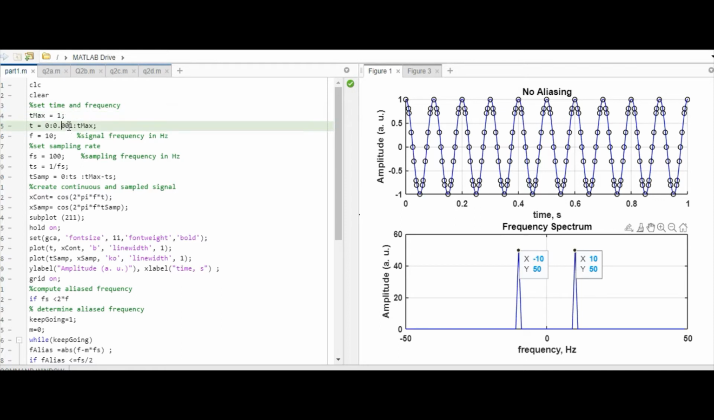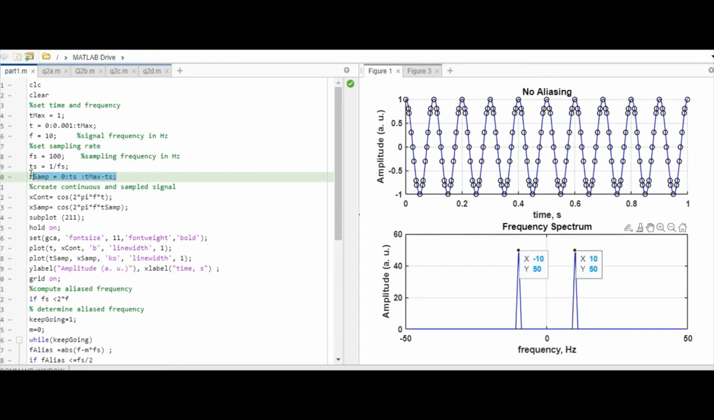So now T is our axis and F is our signal frequency in Hertz, and we set the sampling frequency as 100. Now the T-SAM is very important to be set properly, because if we use the T-SAM until the Tmax only, it will produce a little bit of error.